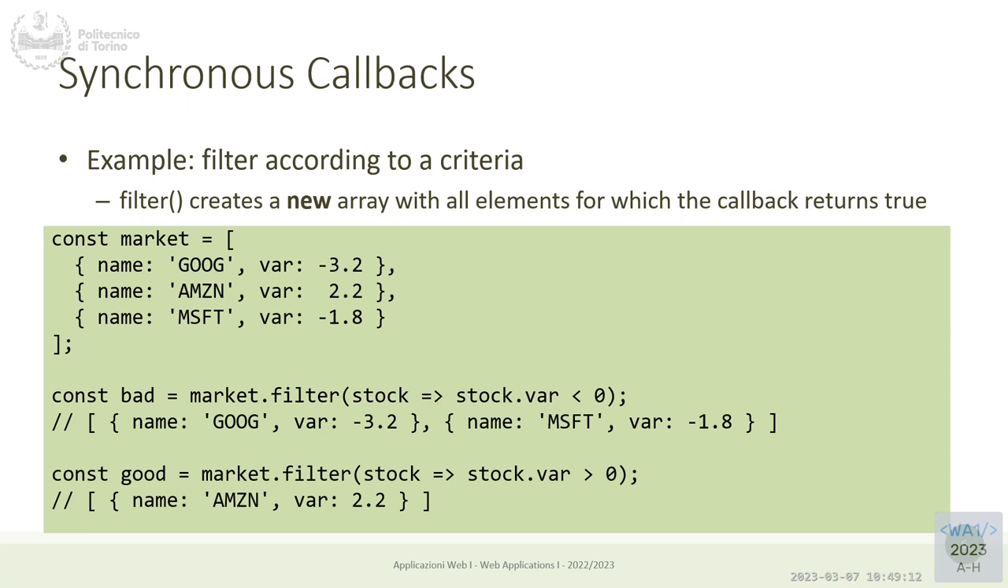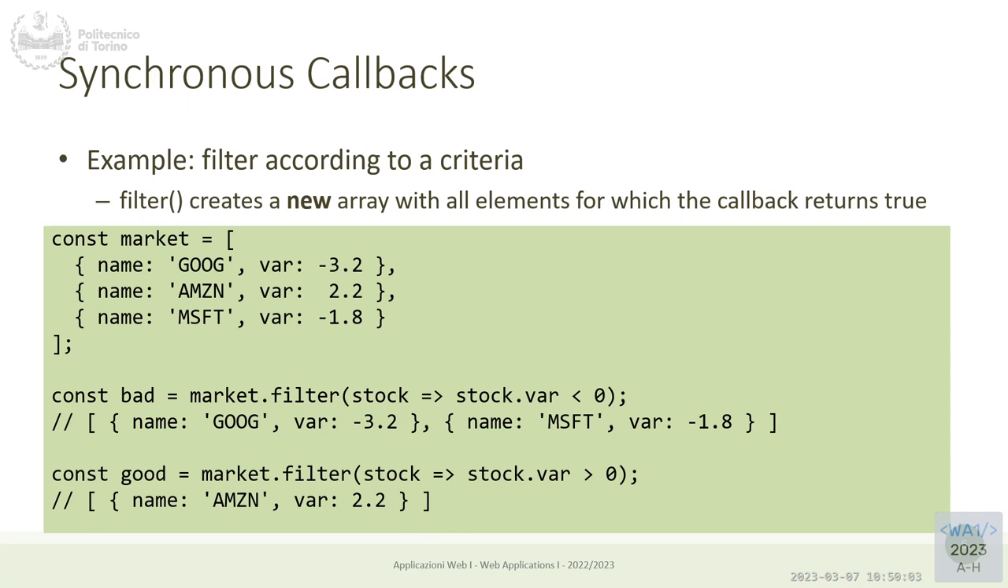So a callback will receive an argument, and we may call it as we want. We can call it X, Y, stock, or whatever. And here we have the value that the callback is returning. And this value, true or false, will be interpreted as true or false. In this case, I'm returning true whenever the value has the var attribute less than zero. So I'm selecting, I'm filtering for the elements whose variation is negative. So I take an object, have a look at it, say, are you negative? Yes. So you will be included in the result. And of course, if it's positive, it will not be included.